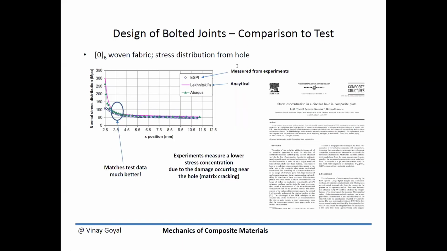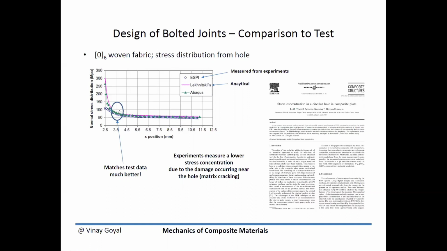So let's see how we will predict failure. Here in the y-axis, I have the normal stress distribution in megapascals. In the x-axis, I have the position from the hole to away from the hole. One of the things I want to point out is that when you plot it here, the Abaqus model is this one right here in triangles. There's a closed form solution that will match Abaqus as well, in pink.